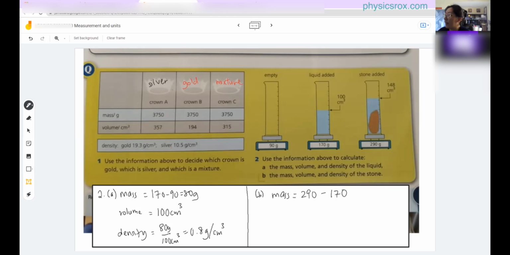Or a faster way, 290 minus 170. Because 170 is the water and the measuring cylinder. 290 is the stone, the water, and the measuring cylinder. That's why you minus like that. Can understand? Because this one is no stone, this one got stone. So the difference is the mass of the stone. No? So what's the number? 290 minus 170 is how much?